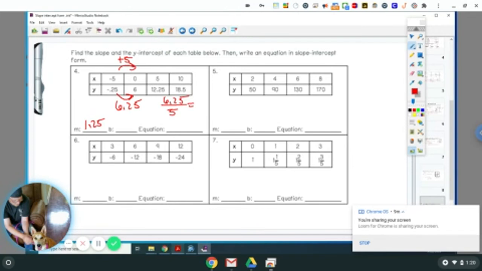My y-intercept is when x is 0, and luckily they give it to us. When x is 0, y is 6, so my y-intercept is 6. So my equation is y is equal to 1.25x plus 6.